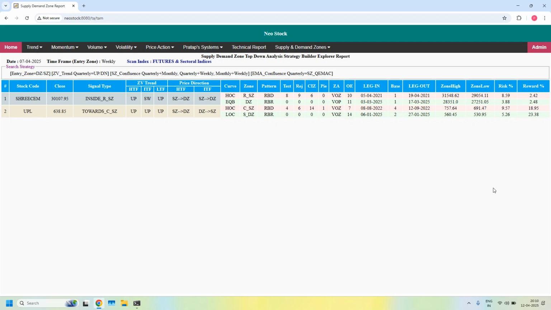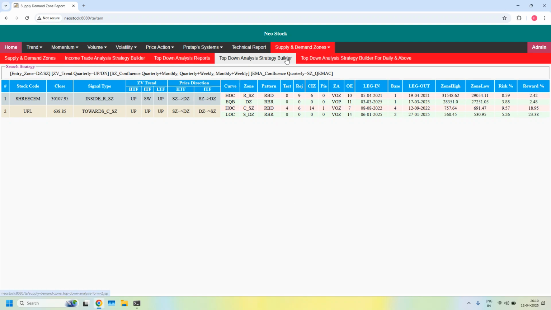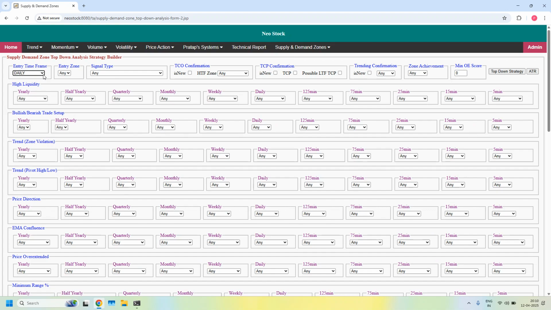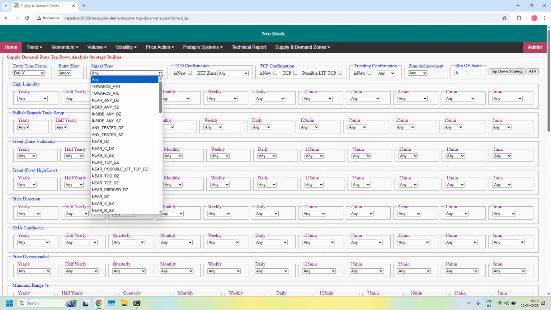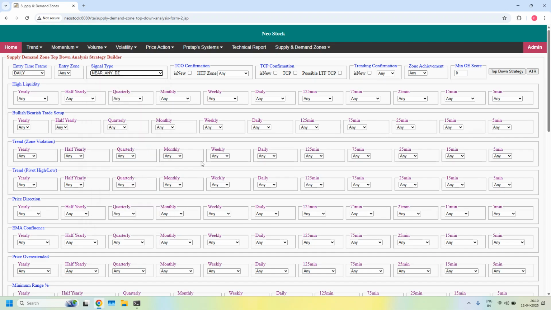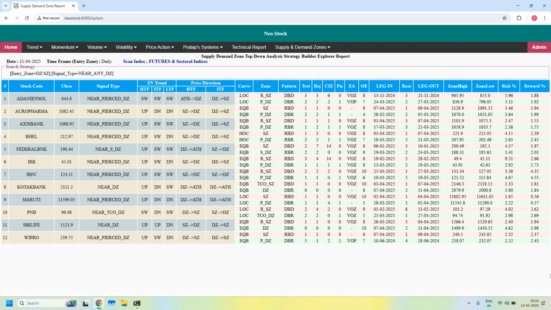Okay, this is weekly time frame. Next time frame is daily. Entry time frame daily. Let us find the stocks near to the daily demand zone. We got 12 stocks. Let us identify high liquidity daily demand zones from this list. Federal Bank is having a high liquidity daily demand zone. That's it. We got only one high liquidity daily demand zone from this list.